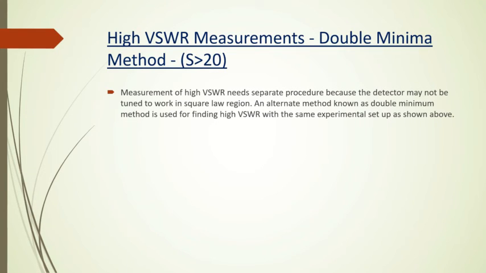For high VSWR measurements, that is above 20, we do not use the same procedure because the detector may not be tuned to work in the square law region. So we use the double minimum method.